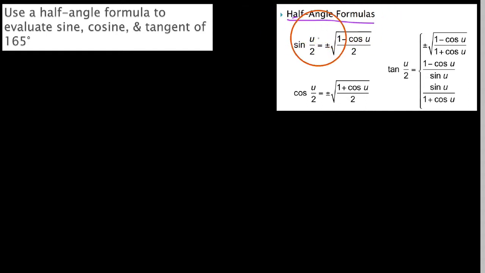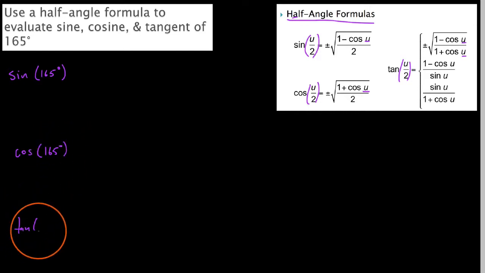These half angle formulas essentially say that if we were to take the sine or cosine or tangent of some angle being split in half, we could rewrite this using an expression that involves just a single angle, which is what we often deal with, just cosine of a single angle. So in this video, we're going to use these half angle formulas and demonstrate how they work, to evaluate the sine, cosine, and tangent of 165 degrees.